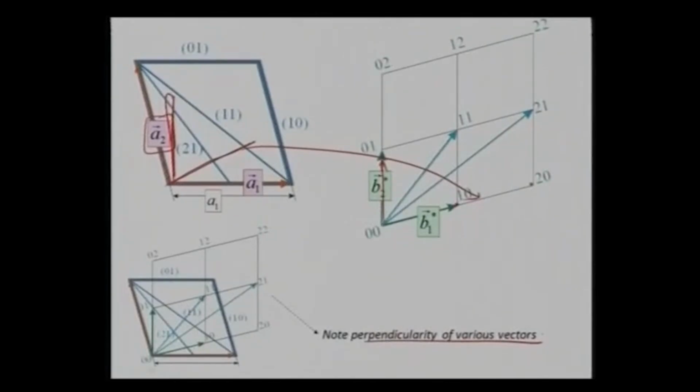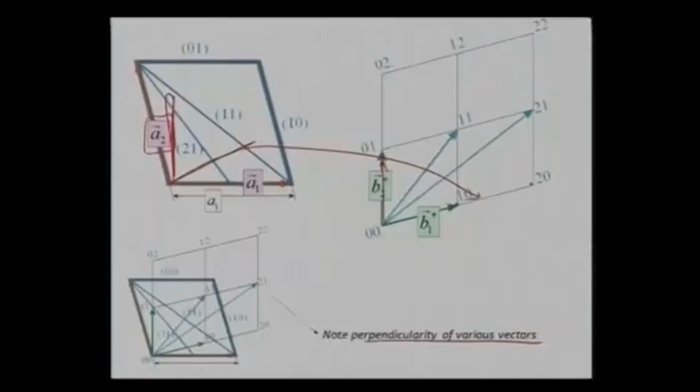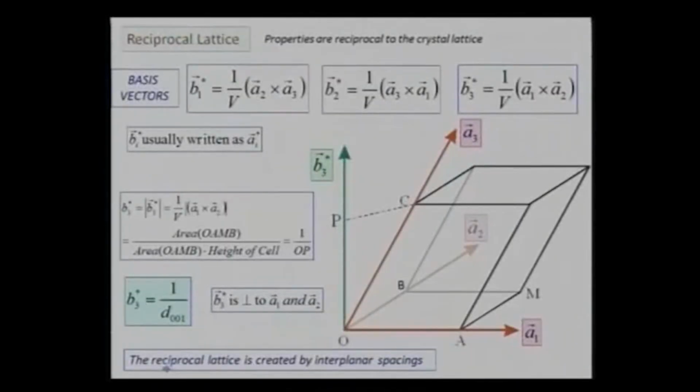So it is very essential that it is not only diminishing the dimensions by 1, it is also becoming perpendicular to the original other axis. So I had A1, so it is now helping the B2 to form, which is perpendicular to A1, and my B1 is perpendicular to A2. So that's how it becomes in the reciprocal lattice spacing.